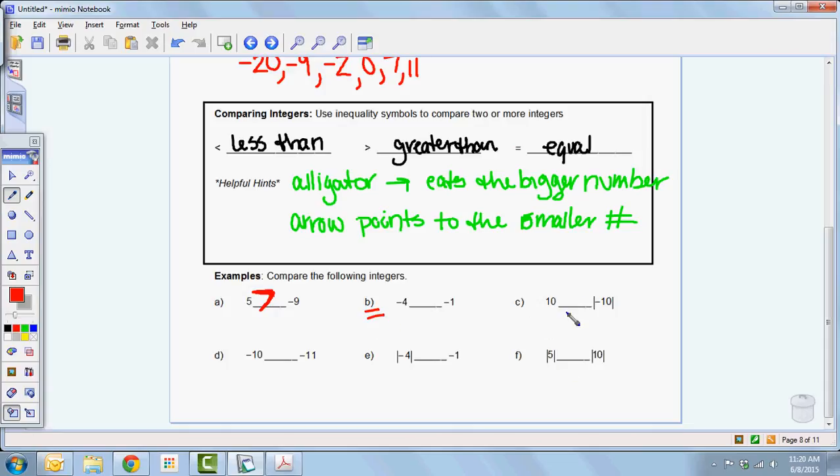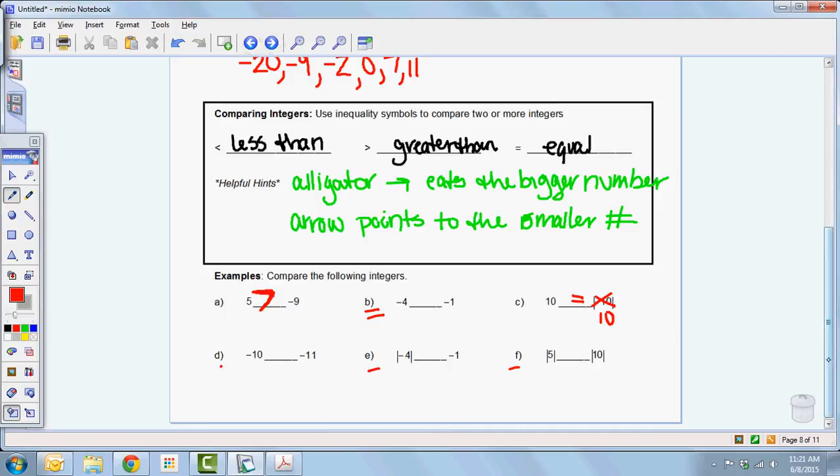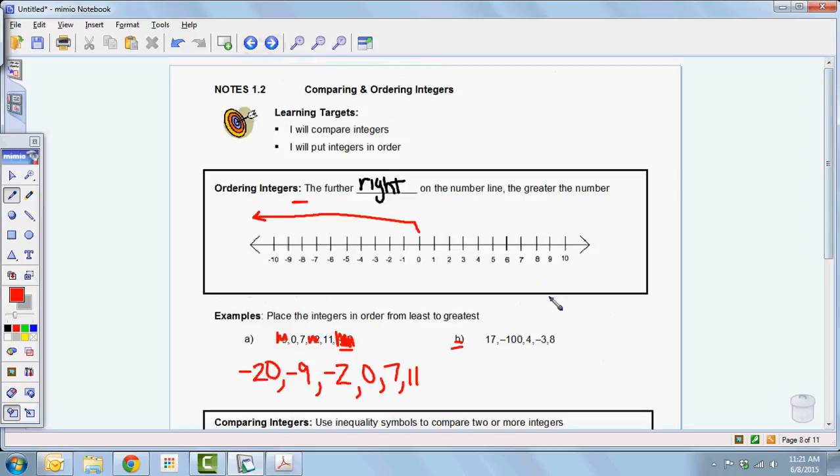All right, C looks like it's bringing the absolute value concept back. Remember, absolute value is the distance this number is from 0. So this is just 10. Whenever I ask you for absolute value, I'd write that actual value down below. So what is the absolute value of negative 10? The answer is 10. So now I'm comparing 10 and 10, and those are equal integers, so I'm going to put an equal sign right there. Okay? You should be able to try the rest on your own and check your answers. And I think that is it. So you're done with section 1.2. You should be able to order and compare integers.